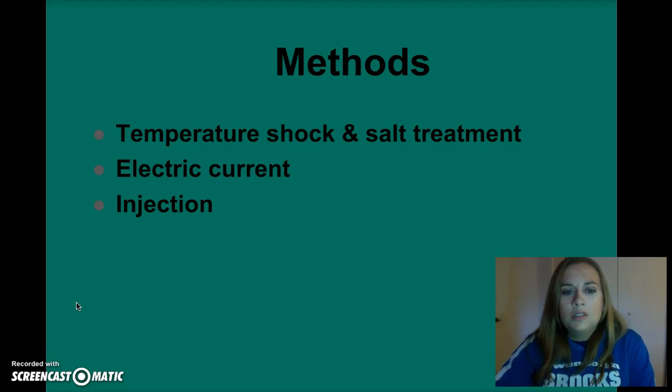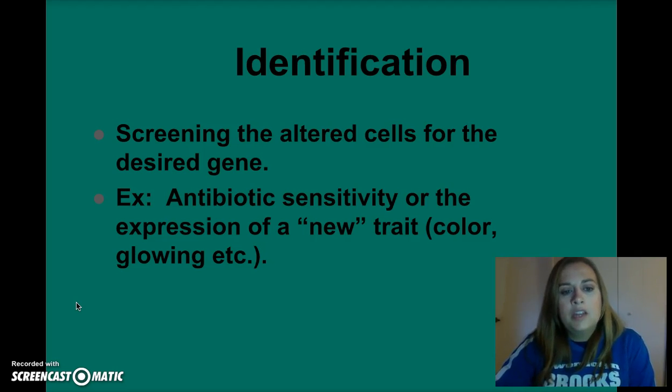In order to do this, we're going to use temperature shock and salt treatment. You could also use electric current. We will use a temperature shock. And then identification is simply screening the altered cells to see if the desired gene is there. We will be doing this with antibiotic sensitivity.